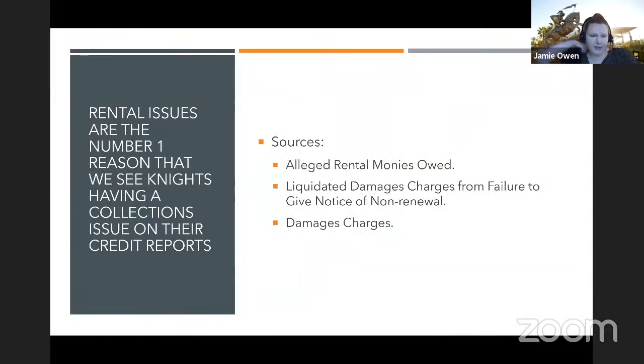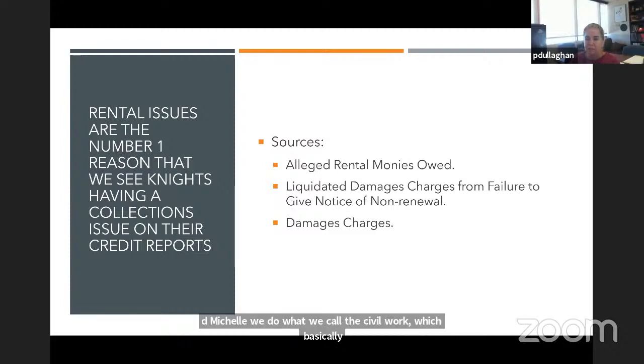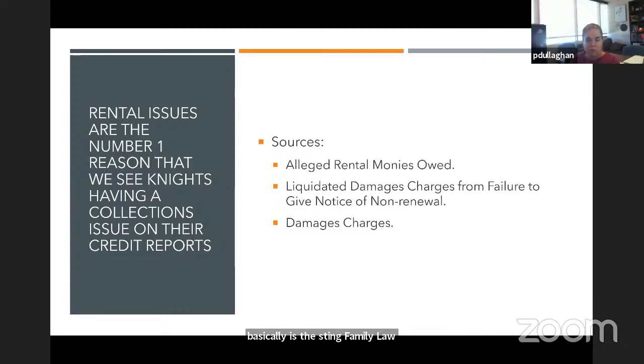Patricia, do you want to go ahead and introduce yourself? Sure. My name is Patricia Delahan. I'm one of the attorneys here, the director. And myself, along with Jami and Michelle, we do what we call the civil work, which basically is leasing, family law, bankruptcies, consumer type of issues. And then we have another attorney who does the criminal work and the traffic. And the things that we see students most about would be leasing issues, consumer issues related to leasing issues, kind of a big issue, and then traffic. And so if you have any questions, if you ever are in doubt about something, you're more than welcome to reach out to us, as Jami said.